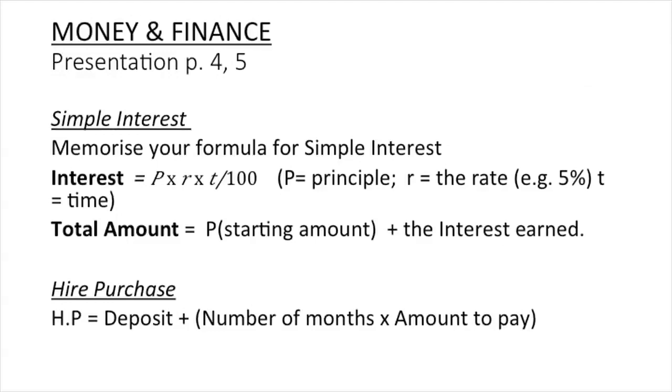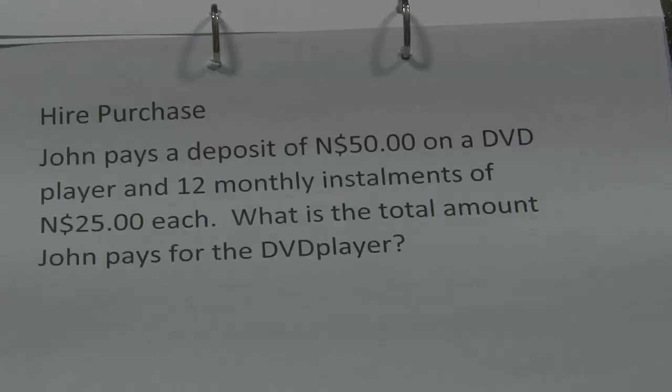Now, hire purchase. Hire purchase is the deposit plus the number of months times the monthly amount, the amount to pay every month. Let's do an example. John pays a deposit of $50 on a DVD player and 12 monthly installments of $25 each. What is the total amount John pays for the DVD player?